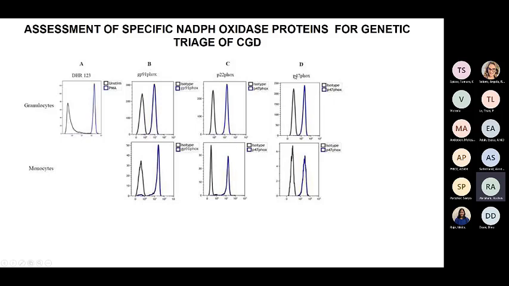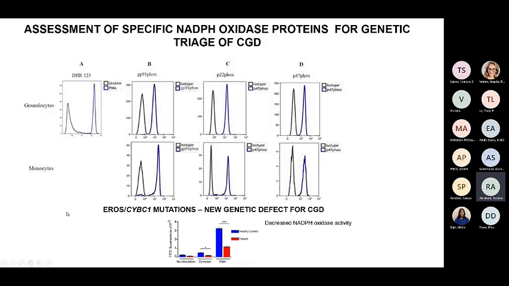And this is particularly relevant for the NCF1 gene or the P47 FOX, because that gene has two pseudogenes, and very few labs offer genetic testing for that gene. And even if they do, they only look at the most common deletion. So you can miss a patient who has a different mutation in that gene, but this particular assay can pick up those patients.